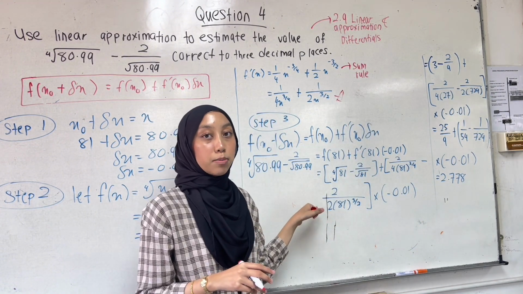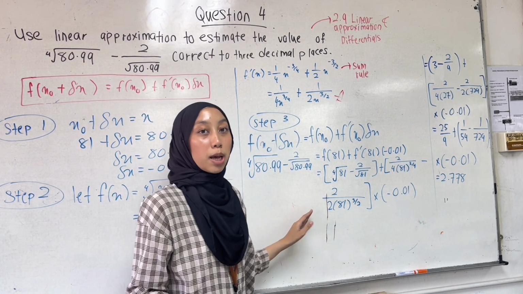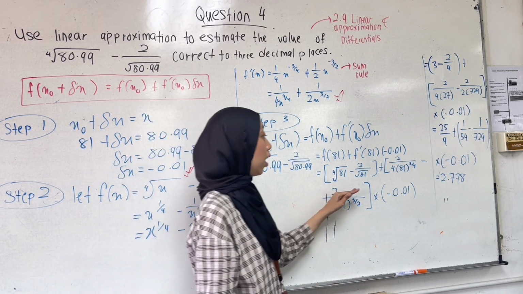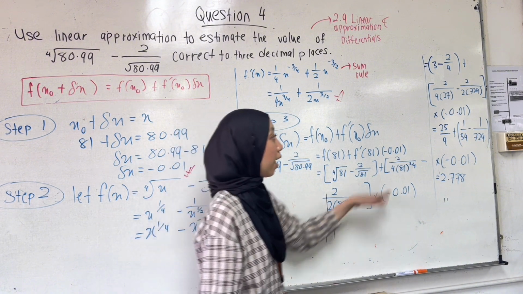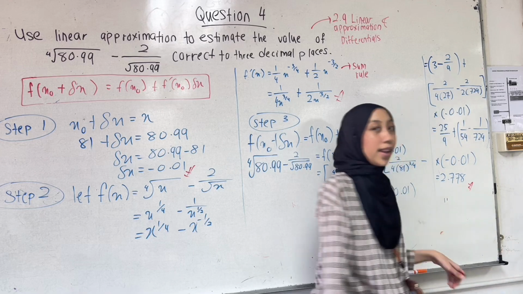For the last step, we need to substitute all of the answers that we got just now into this formula. And then make sure to substitute at the correct places to avoid miscalculation and careless mistakes. And then we will get the final answer 2.778. And that's it. Thank you.